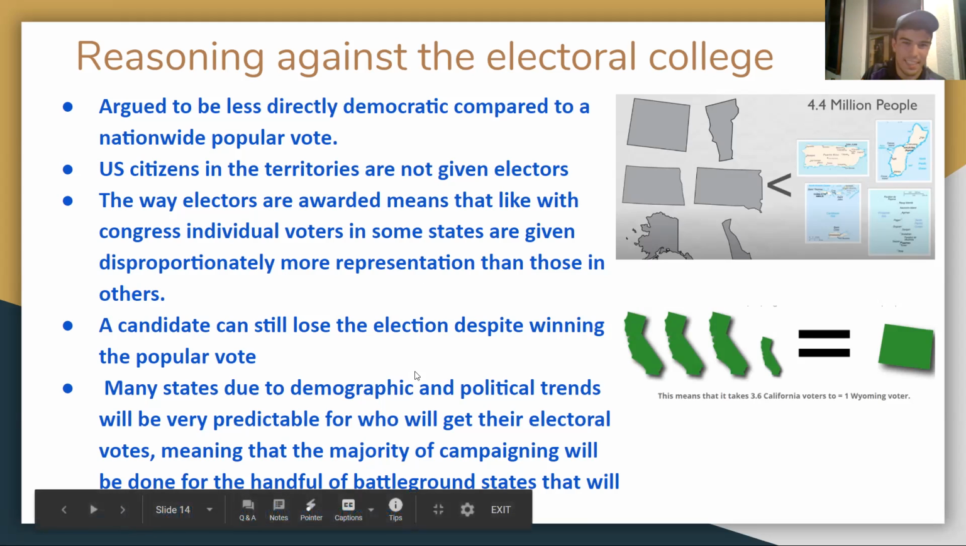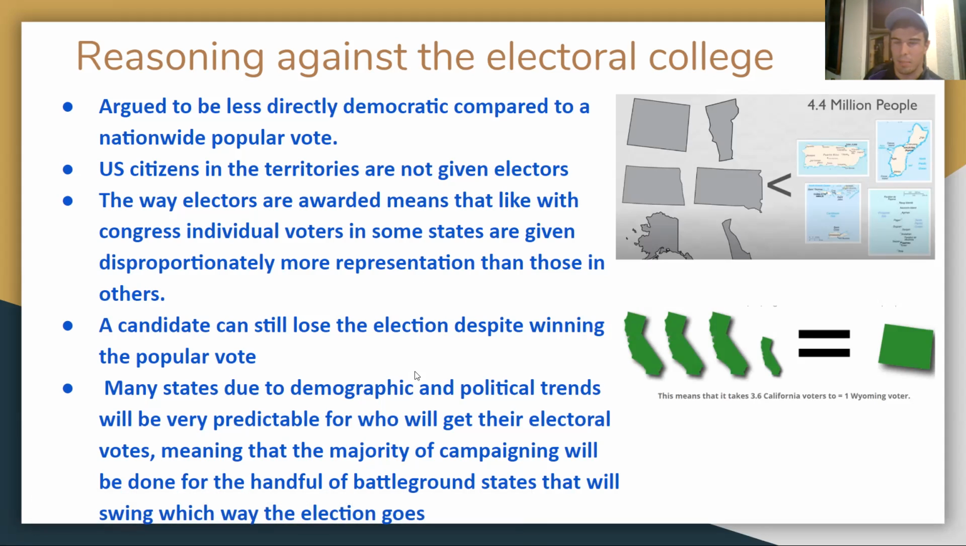So a candidate can still lose the election despite winning the popular vote. This has happened 4 times in U.S. history now, 2 times in my lifetime. So some people would like to see the presidential candidate with the most votes win, and the Electoral College certainly does not guarantee that.